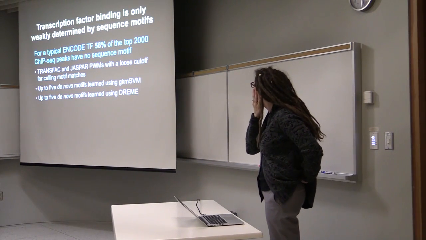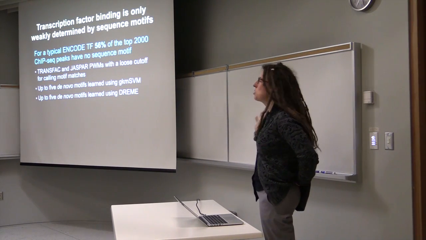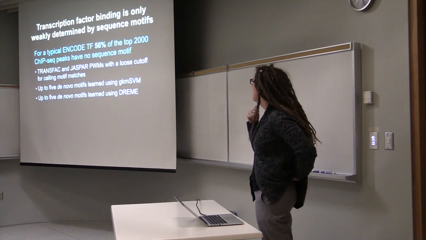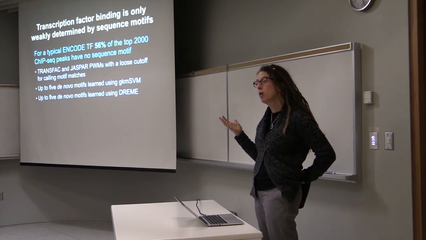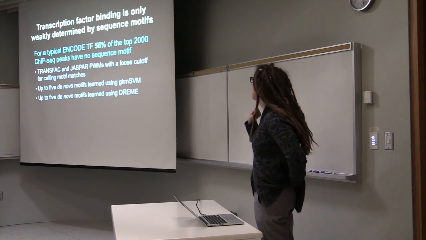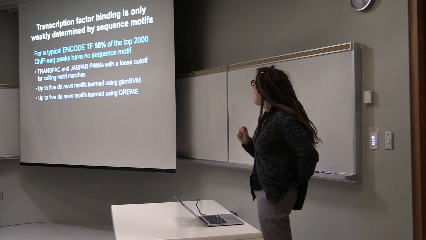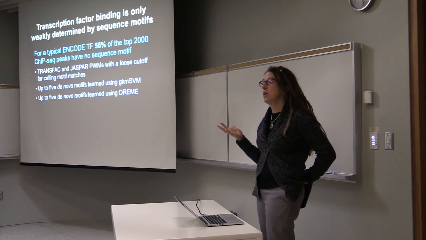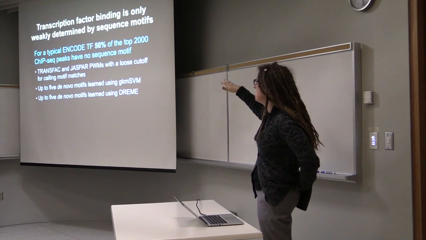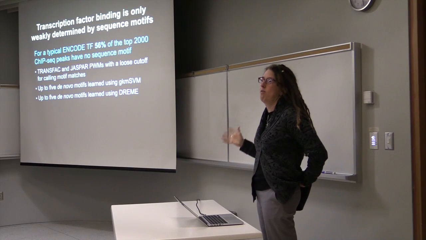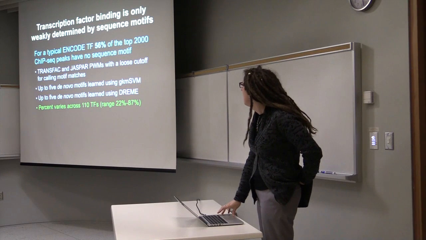And just so you don't think we gamed this to look bad, we took every good approach we could think of to find sequence motifs. We scanned with TRANSFAC and JASPAR PWMs with a reasonably loose cutoff for calling matches to the matrix. We then did de novo motif finding with 2 different algorithms and called up to 5 de novo motifs for each transcription factor and used those. So the 56% means none of the known or de novo motifs from this broad collection were found in 56% of the peaks. So something else is going on.